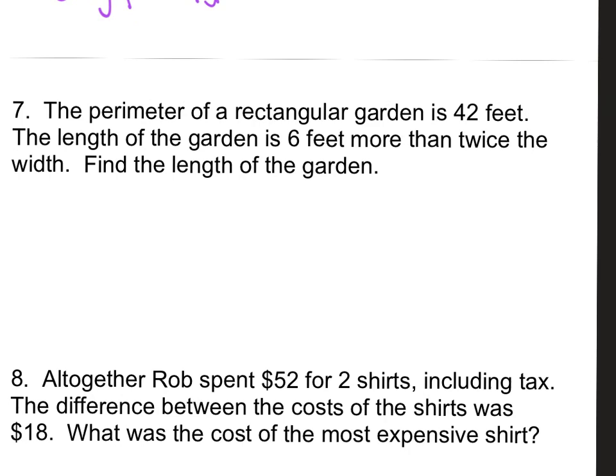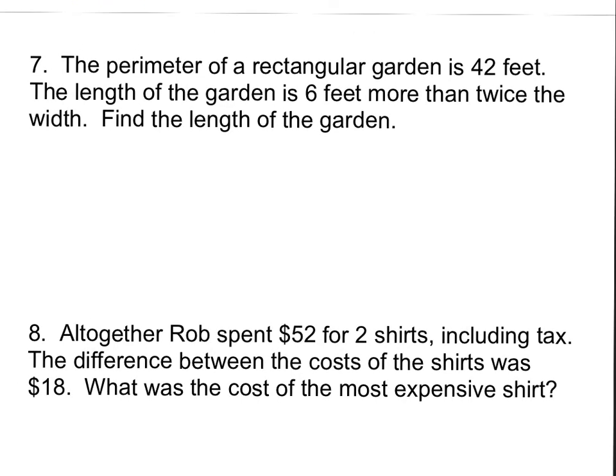All right, so once again, the backside has some review questions for us. So we're going to read number 7. It says, the perimeter of a rectangular garden is 42 feet. The length of the garden is 6 feet more than twice the width. Find the length. Remember always to look at what it's actually asking for. And in this case, it wants the length.